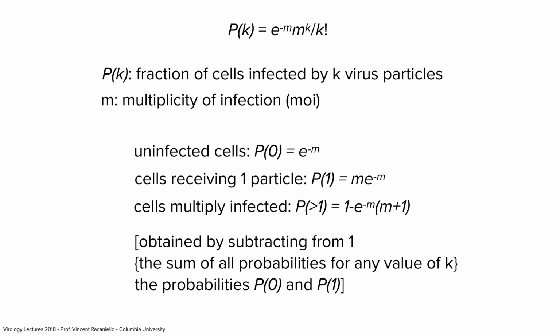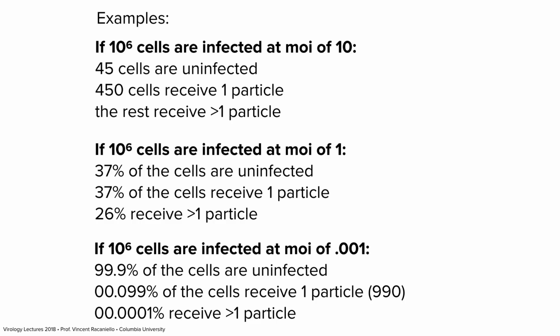So let me show you a couple of examples. If you have 1 million cells and you infect them at a multiplicity of infection of 10, you could plug that into the formula. 45 cells are uninfected. So that's not a lot. Most of the cells are infected. 450 cells get 1 particle, and the rest get more than 1 particle. So most of the cells, the vast majority of cells are infected.